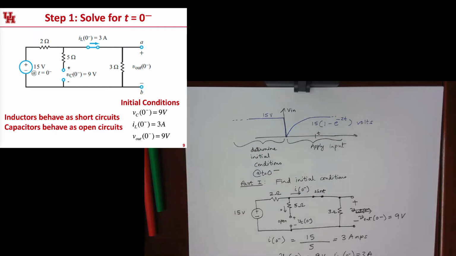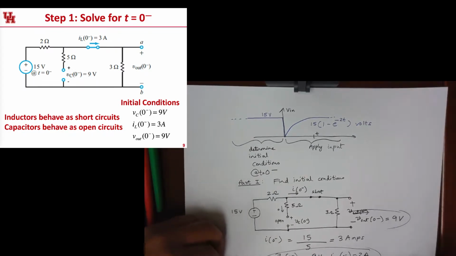So let's get to part 2. In part 2, we're going to apply these initial conditions, this one and this one, and redraw the original circuit in the Laplace domain. That's our job, so let's go at it.